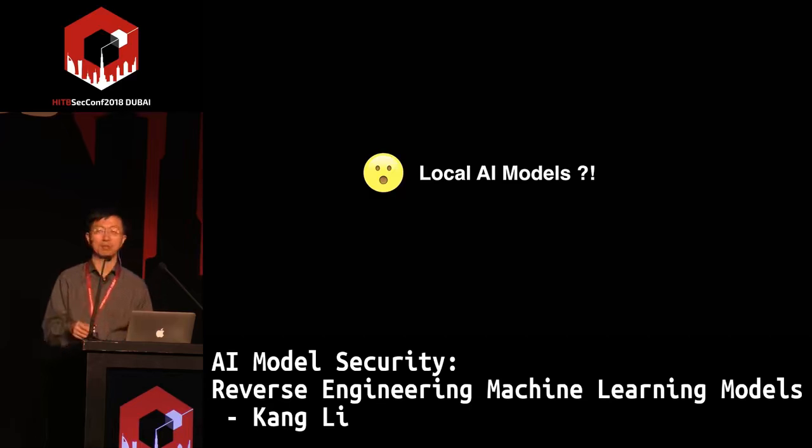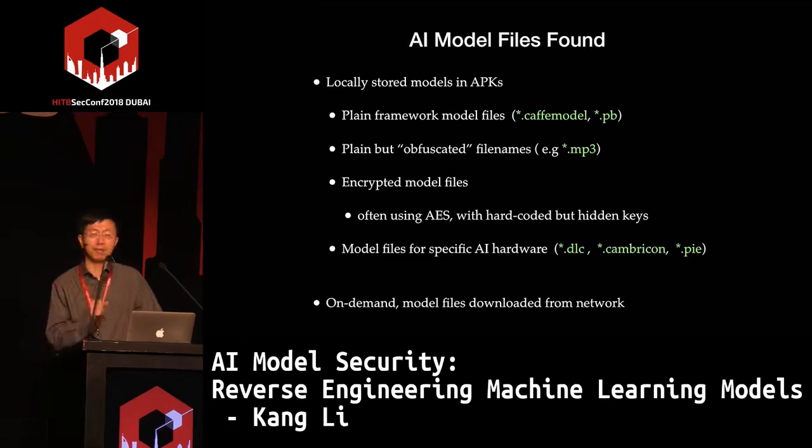So we started to look at it. Where are these AI models? Where are the parameters stored? Can we lift them out from the application? It turns out this is not hard at first. I put this into a few categories. Most of the applications have a locally stored model. I will explain why we have so many of these.